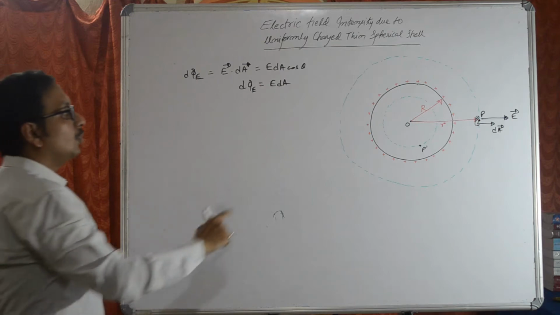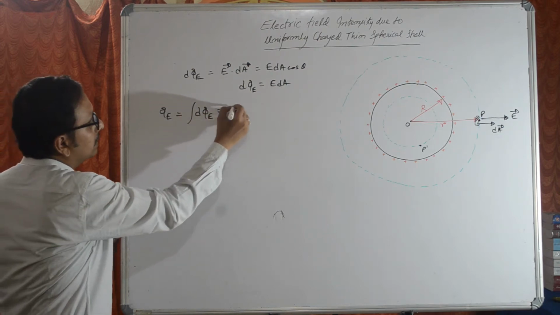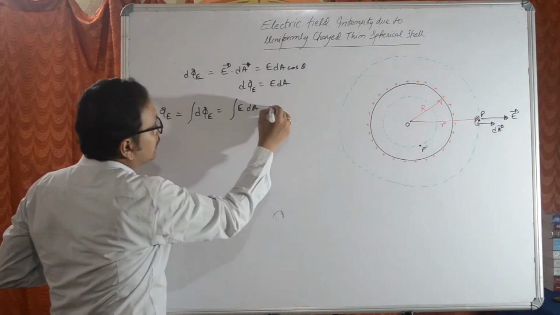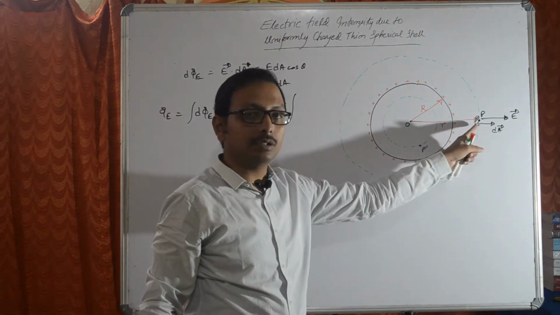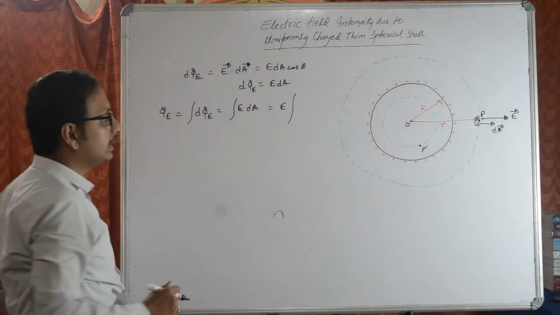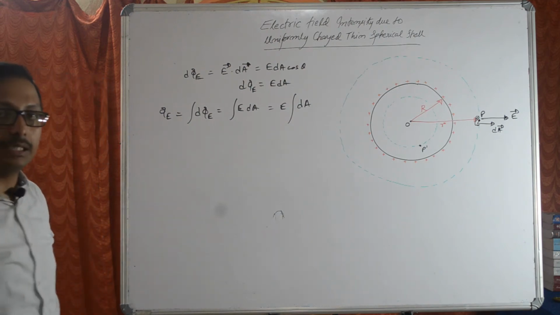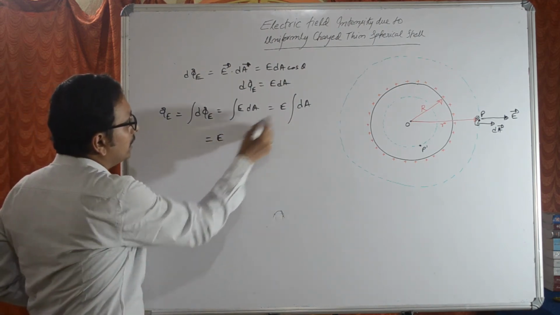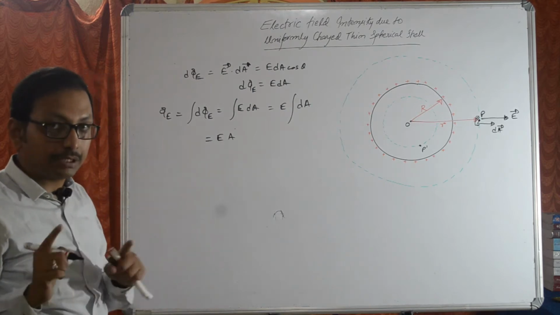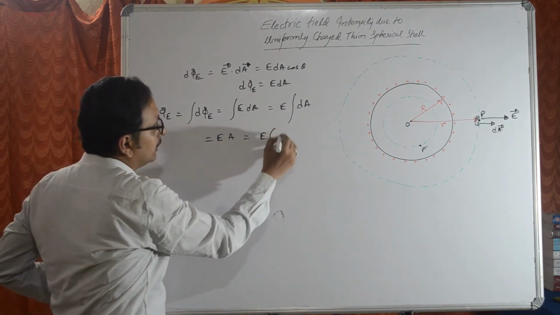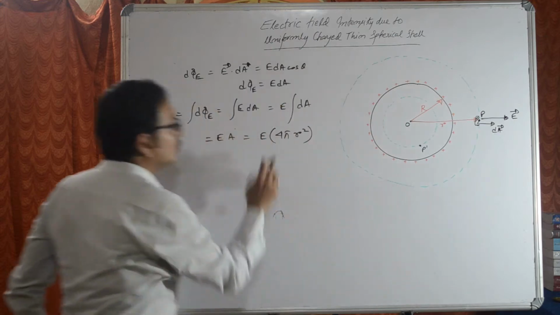Now if I want to find the whole flux, it is simple: phi E equals the integration of d phi E, that is the total flux. So this is the integral of E dA. Hope you understand, E is constant. Why is E constant? Because the radius r, the distance, is constant, and the charge is also constant, so obviously the electric field will be constant. Then dA is the only variable over here. So if I integrate E dA, for the total area we get A, the surface area of the sphere, which is 4 pi r square, where r is the distance, so r square.